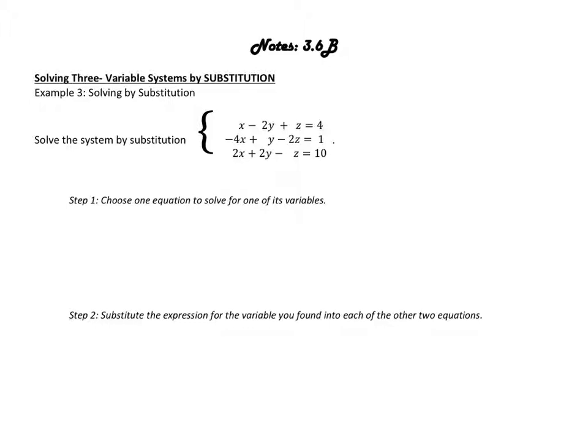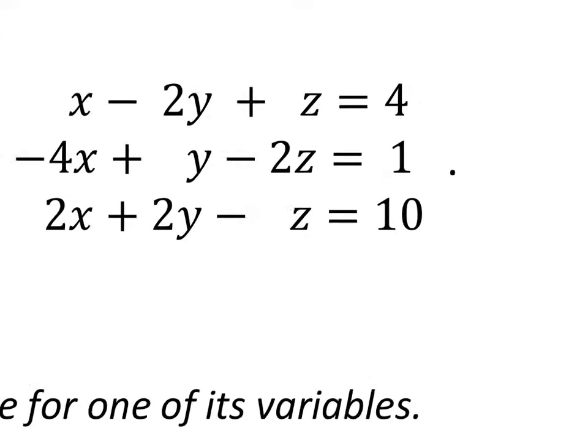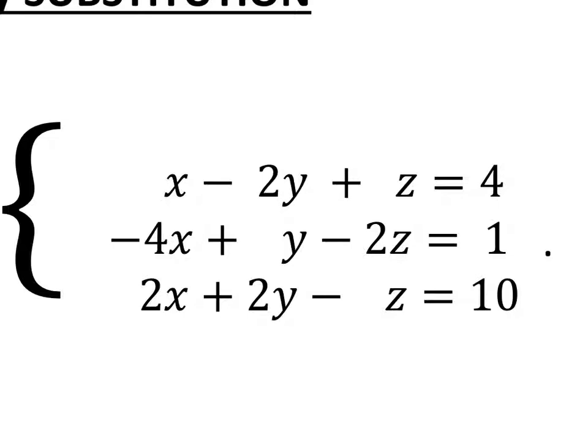Alright, so we're doing the same thing as last time. We're going to solve systems that have three variables, but we are going to do it by substitution. Now, there's a typo that kind of changes everything. That first equation should equal -4. My bad.